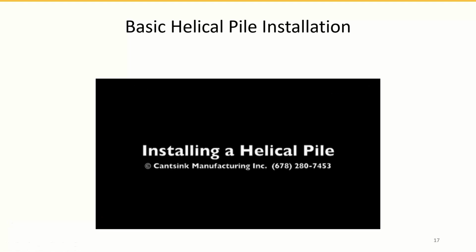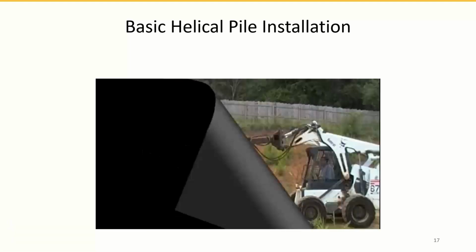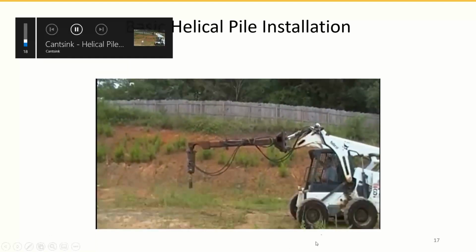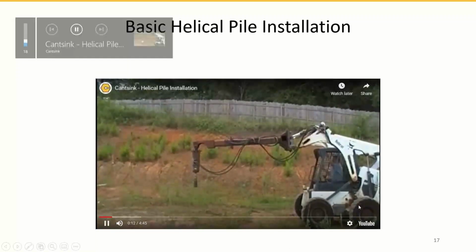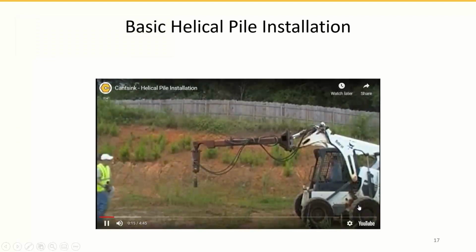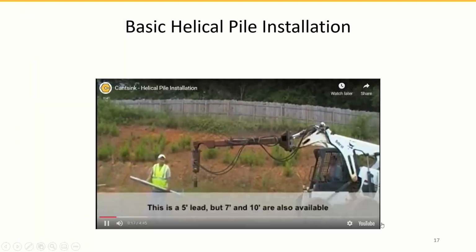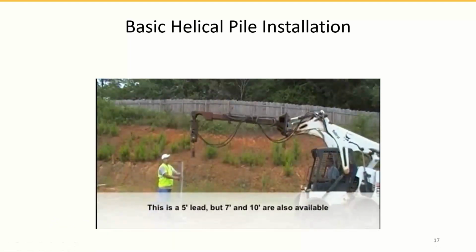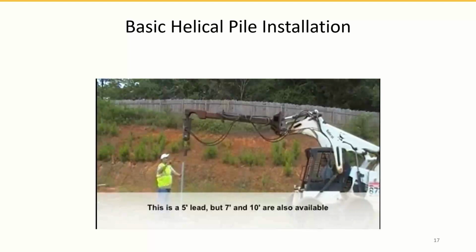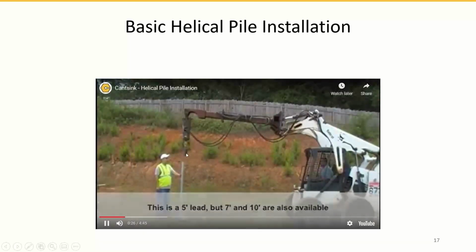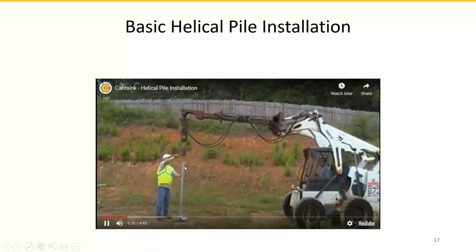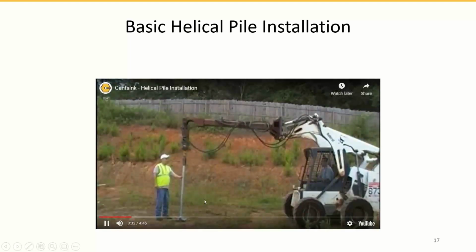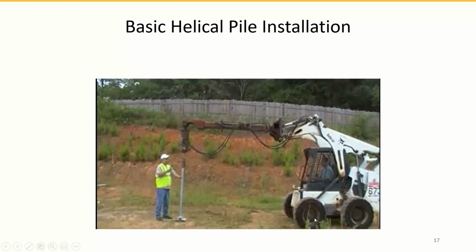I recorded this video at Cantsink. You can see this small machine, a Bobcat, with only one machine operator, and this is his helper. This is a 5-foot lead section. This is the torque motor. This is the drive tool. He's going to put it down on the helical pile, and then he's going to put in these drive pins.